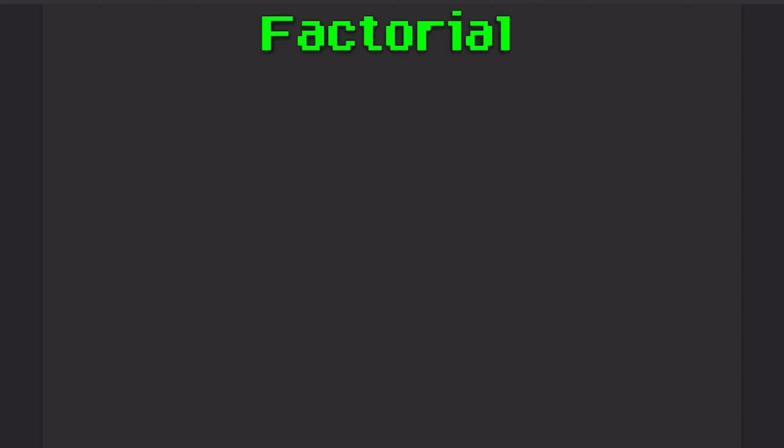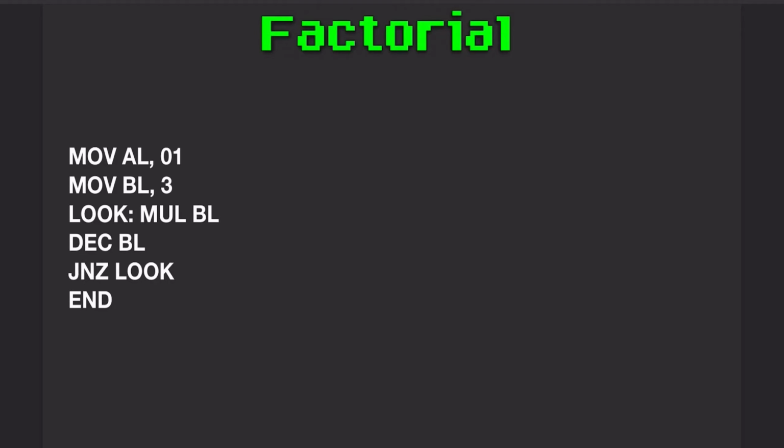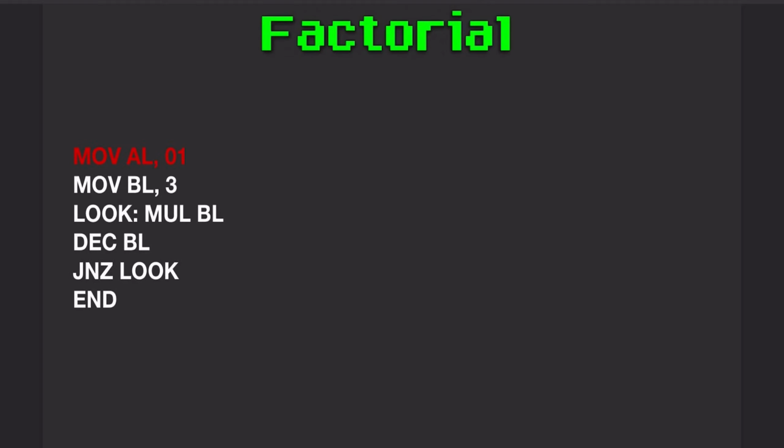Finally, let's see how various types of instructions are used together. To demonstrate interrelated instructions, we will see an example where a combination of instructions are used to find a factorial of a number. First, the program initializes the AL register with 1. Then, the program stores the BL register with a number we want to find the factorial of. In this case, the program is to find the factorial of 3.